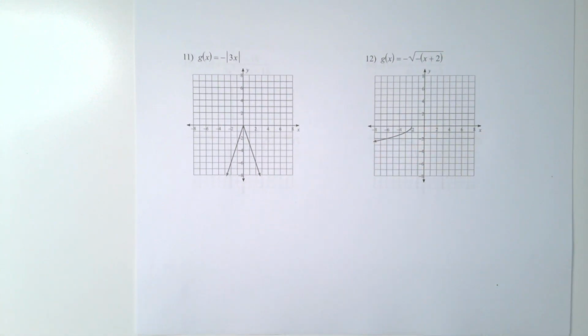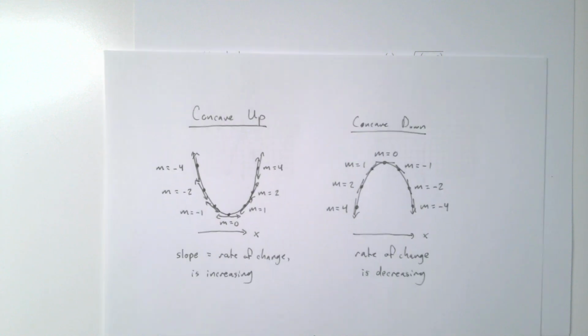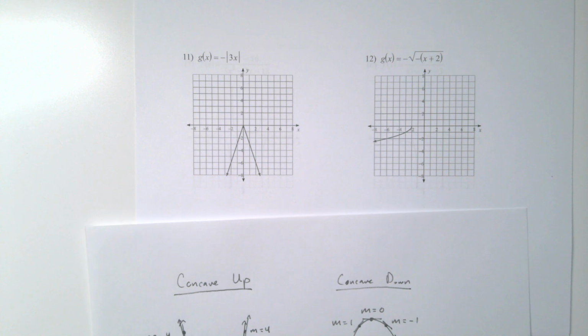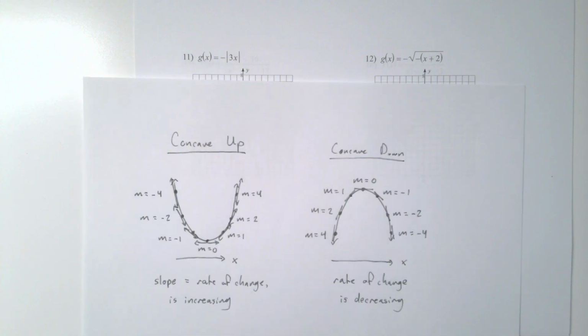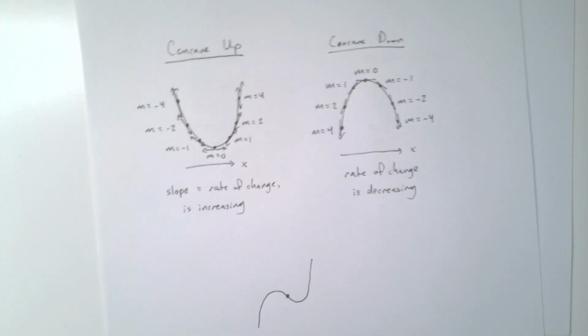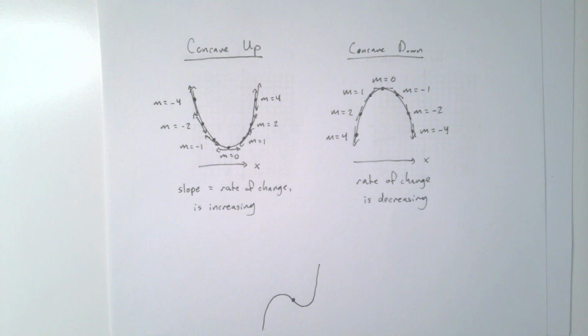Now what about this one? Okay, well, let's look at concave up and down. So let's look at these charts again. It might be tempting to say that this looks concave down. And as tempting as it might be, remember that concavity is a measure of how the rate of change or the slopes are increasing or decreasing.